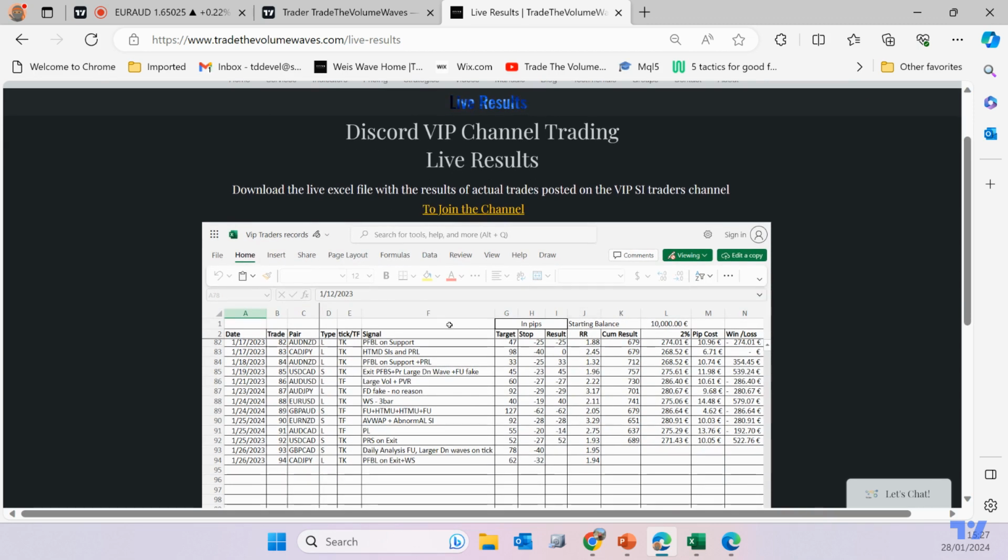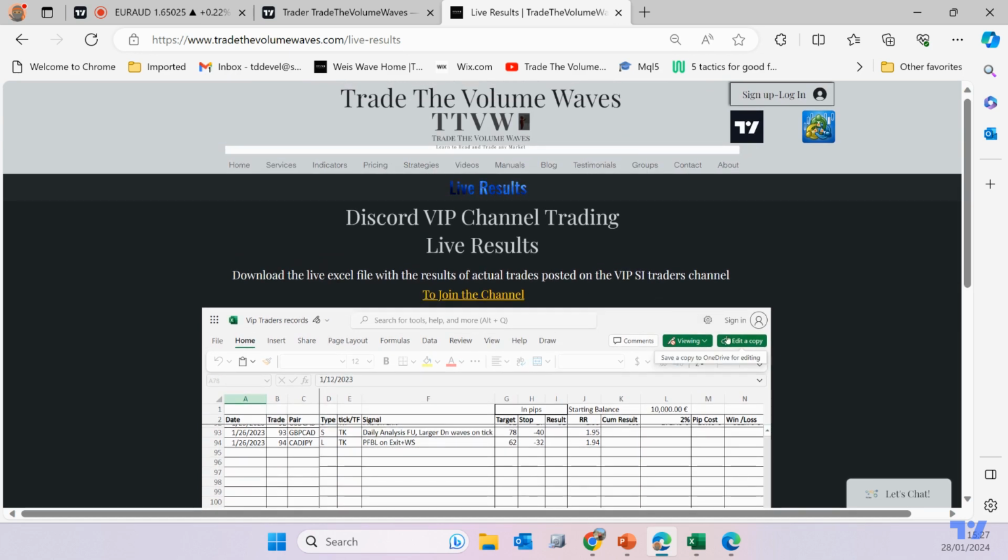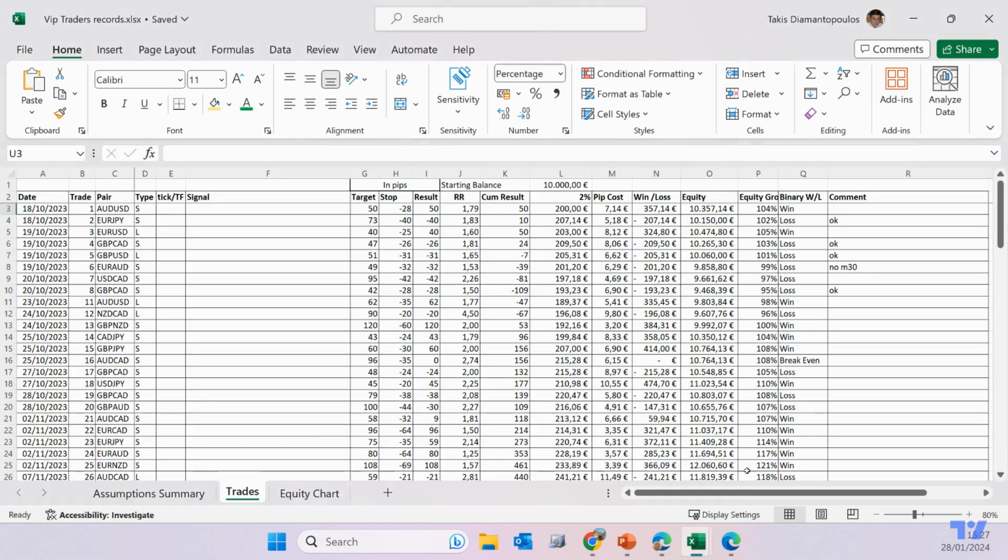So let's go to this actual Excel. You can download it from here on the right. So this Excel started in October, okay, so these are all the trades. In the beginning, I didn't write my signal. Then I started writing my signal, also my target and my stop, the actual result and the RR, and it's playing with a 10,000 initial capital and a 2% risk.